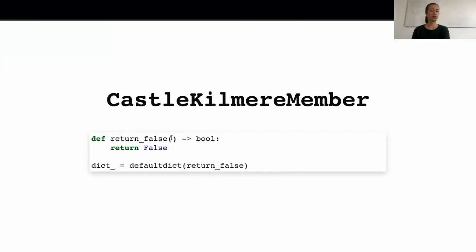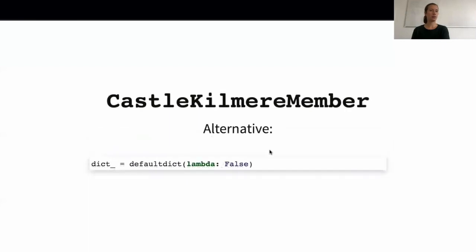Alternatively to this return false function, we could also use a lambda expression. This would result in the same behavior. However, since we are not discussing lambda functions today, I will stick to normal functions for now. So what is so great about a Defaultdict?